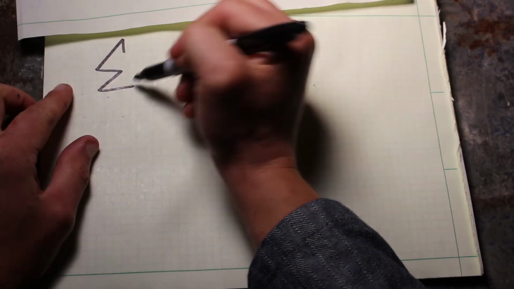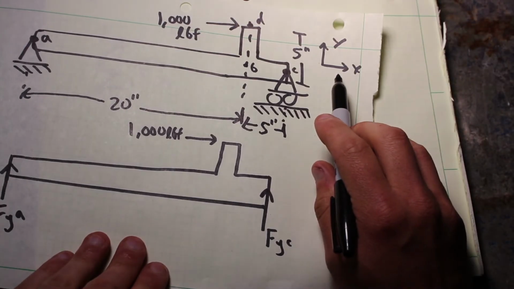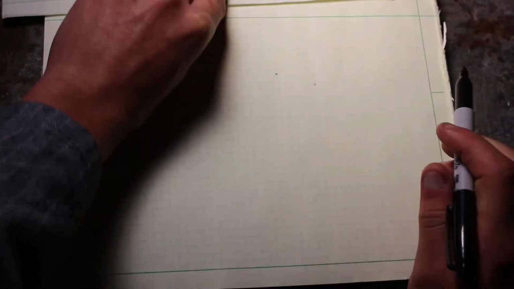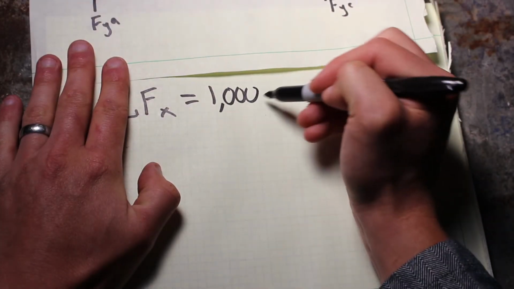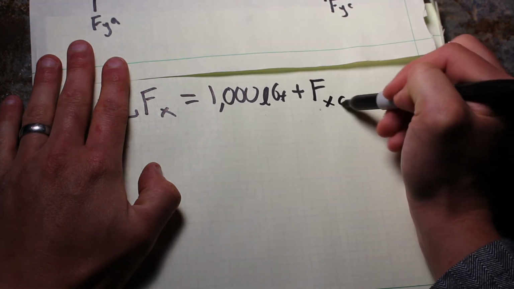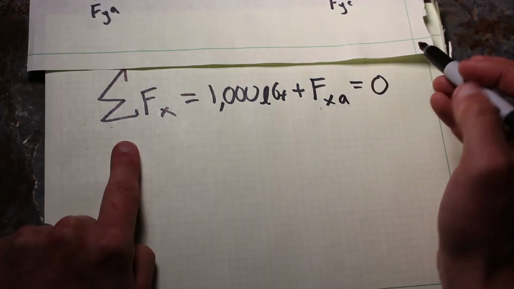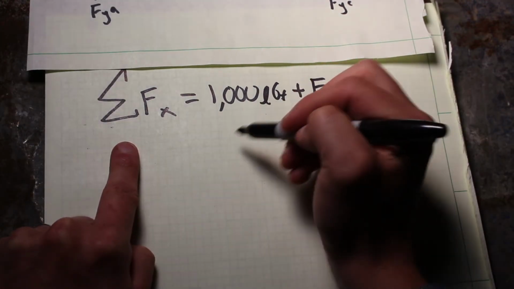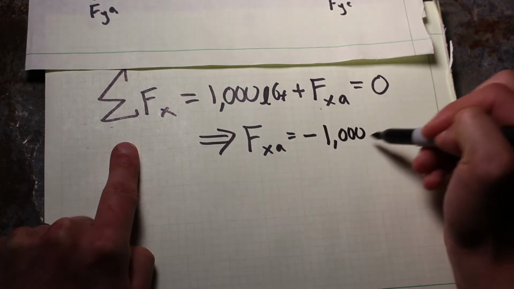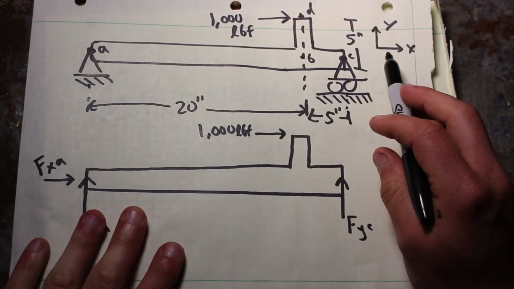So the sum of the forces in the x direction, remember we defined x as positive when the force is pointing to the right. So we have 1,000 pounds plus the force in the x direction at A equals 0. So we simply solve for F sub xA, and we get F sub xA equals negative 1,000 pounds of force. Negative indicating it's going in the opposite direction of our reference frame.